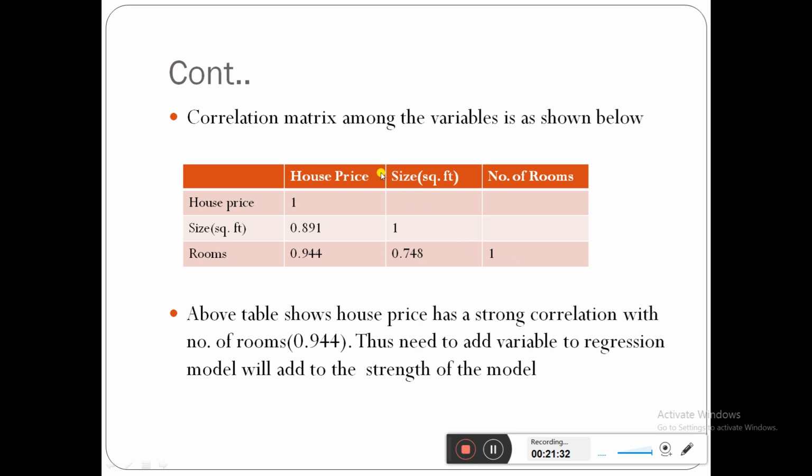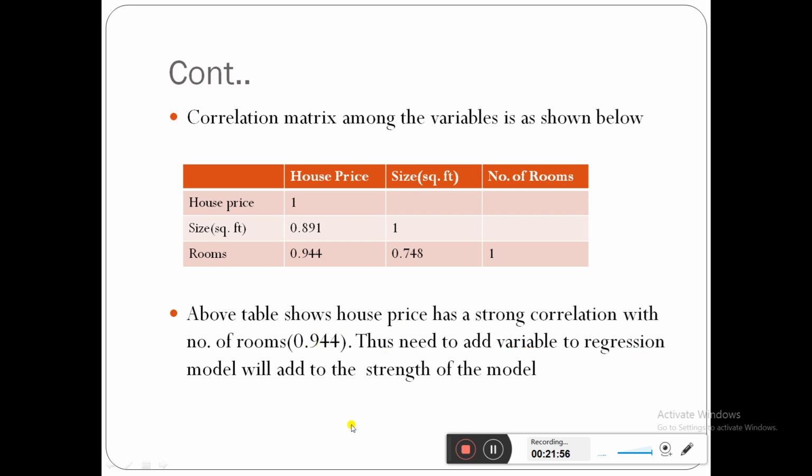What do we have to find out? We first visually look at the data and plot the graph. Otherwise, you can directly write the correlation matrix among the variables. This is a correlation matrix among all the variables. The table shows the house price has a strong correlation with the number of rooms, which is 0.944.